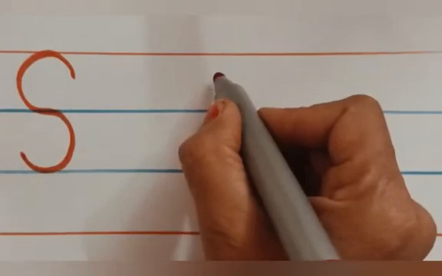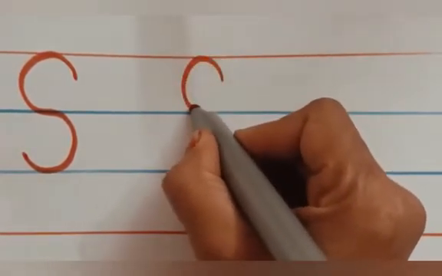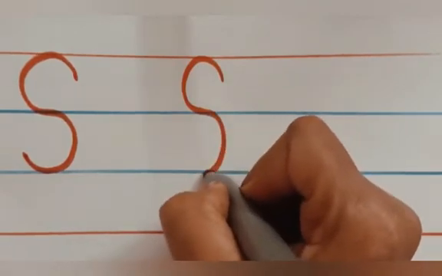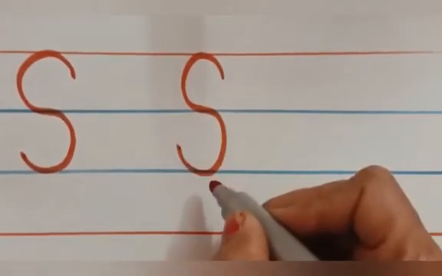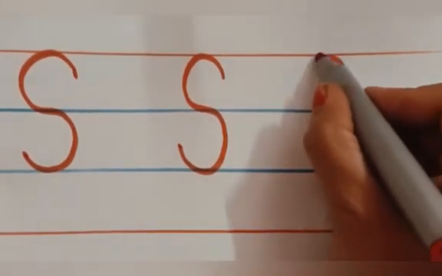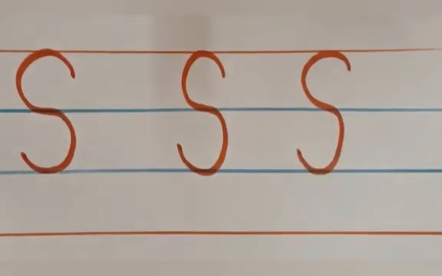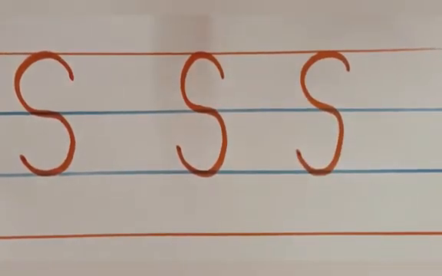Yes, try again. Make a C curve, go down and make a D curve. This is a letter S. Yes, try again. Make a C curve, go down and make a D curve. This is a letter S.